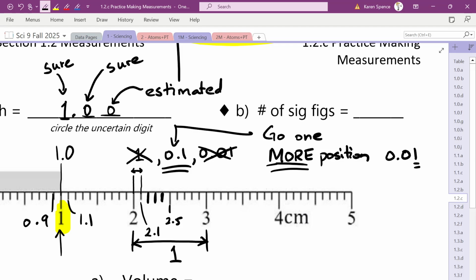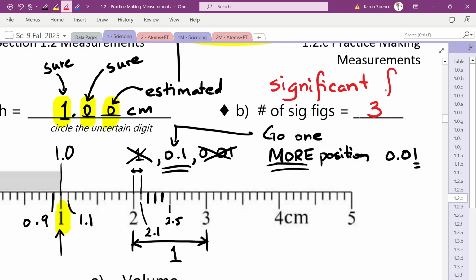What else would I need in order to make this a proper measurement? I need a unit, so this would have to have centimeters. So this would have 1.00 centimeters. Okay? Now, if you're into things like sig figs and you're wanting to know how many digits this has, 1, 2, 3 sig figs. And what is sig figs short for? Sig figs is short for significant figures, yes.